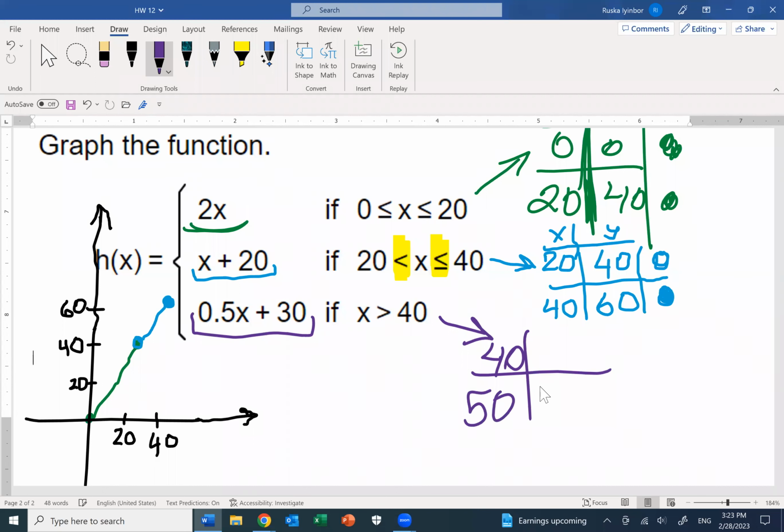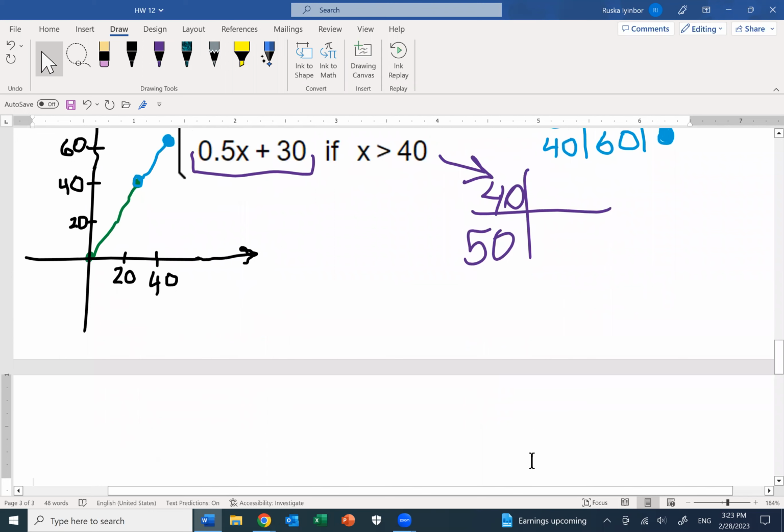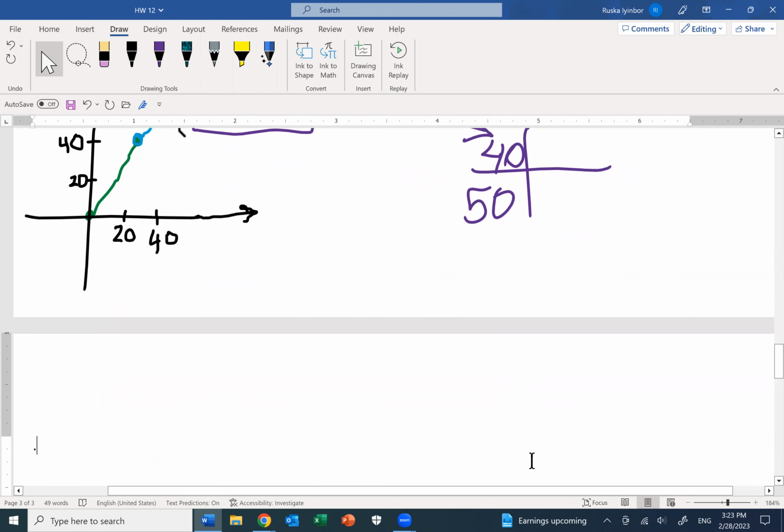Okay, and you're going to plug it in. So when x is 40, I'm replacing it here. Let me write it for you. I'm going to write it here. So I have 0.5 times 40 plus 30.